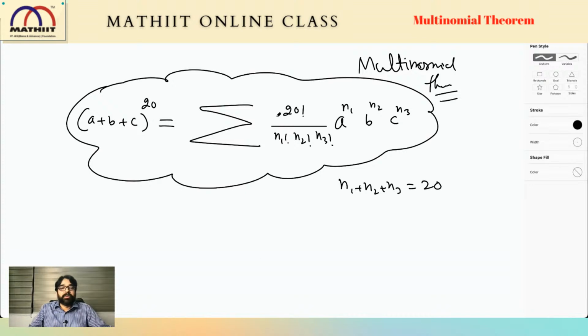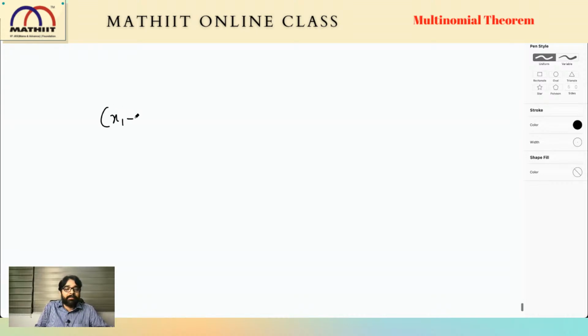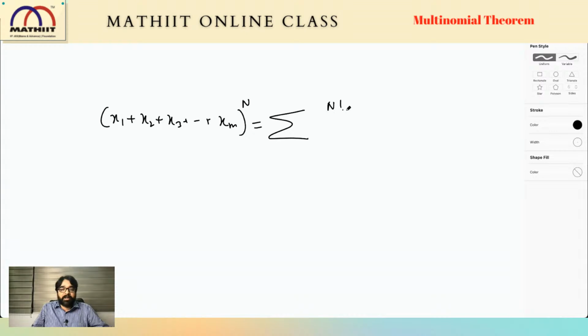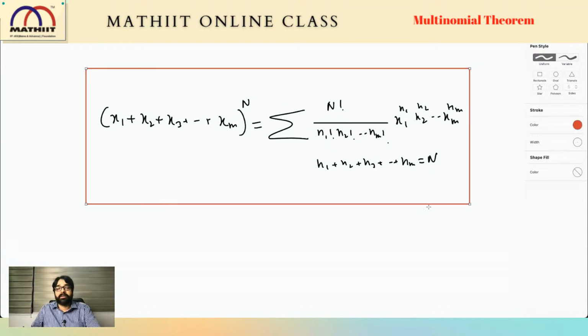Right? So this sigma, I wrote it like this. The general form of writing this, don't get scared by looking at it, it's the same thing I'm talking about. (x1 plus x2 plus x3 plus so on till xm) power capital N, where capital N belongs to natural numbers, is nothing but the summation over all possible values of capital N factorial by n1 factorial, n2 factorial, so on, and nm factorial, times x1 power n1, x2 power n2, and so on, xm power nm, where n1 plus n2 plus so on is equal to capital N. This is the official representation of the multinomial theorem.